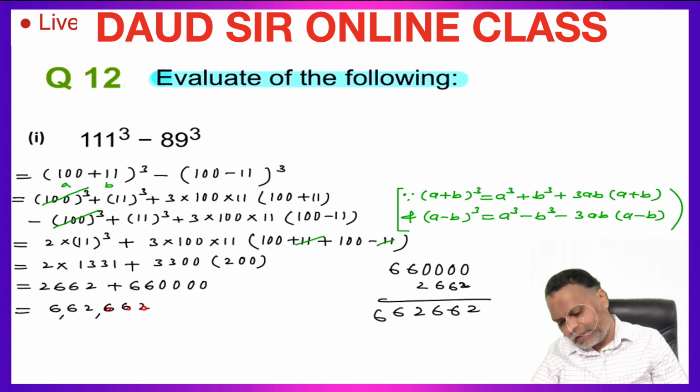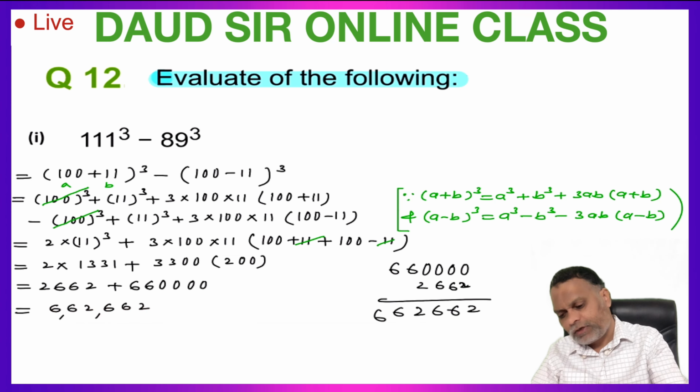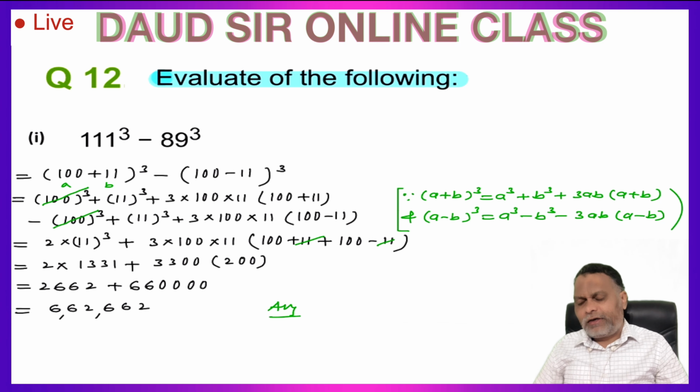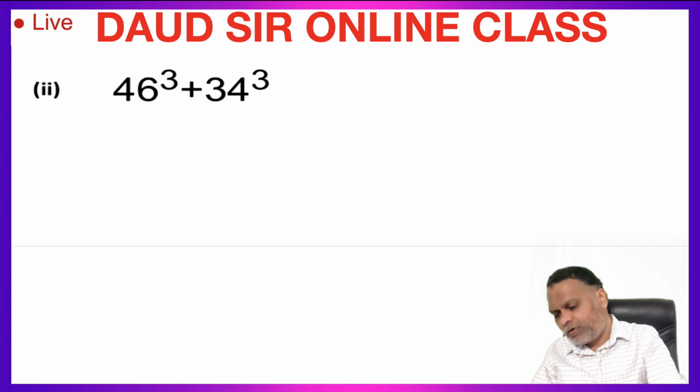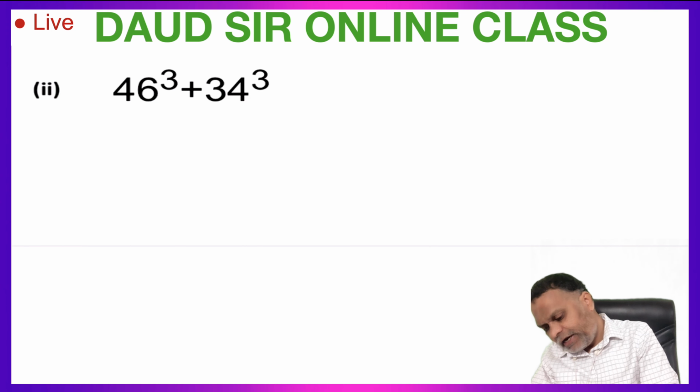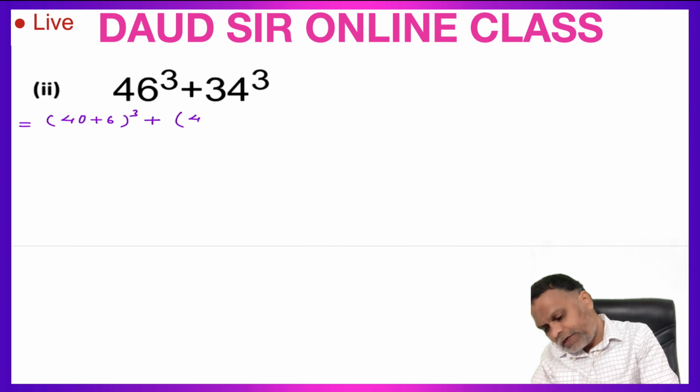So this is ones, tens, hundreds, thousands, ten thousands, lakh. 6,62,662 is the required value of 111 cube minus 89 cube. Question number 12, part second, 46 cube plus 34 cube. These we can write: this is 40 plus 6, 46 whole cube, plus 34, we can write 40 minus 6 whole cube.